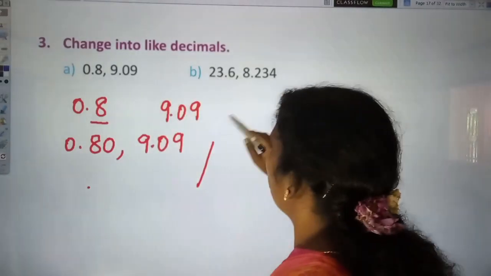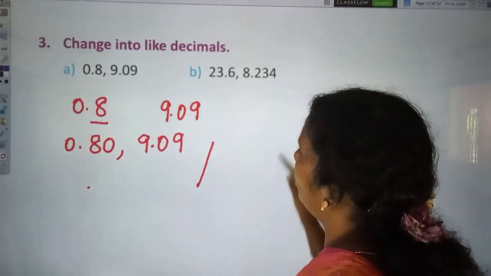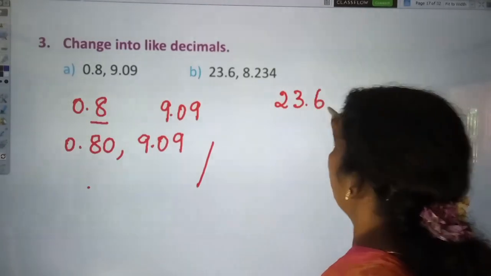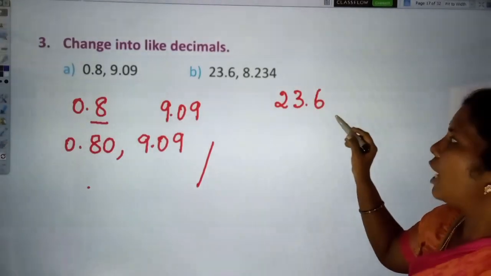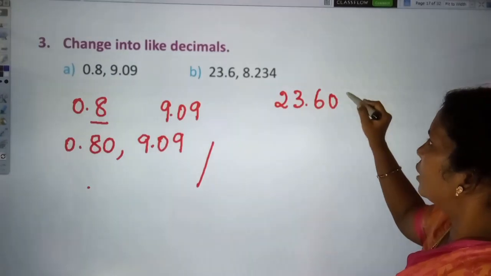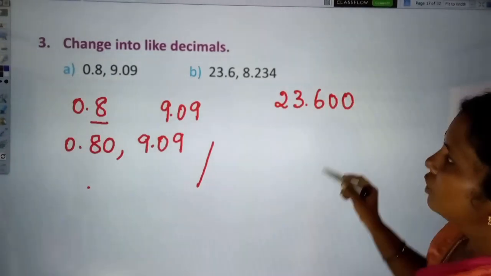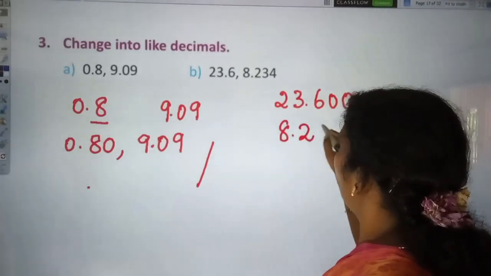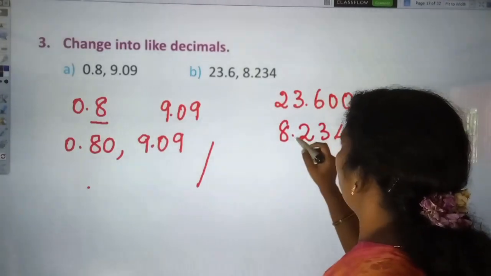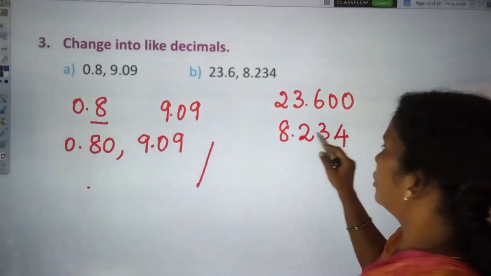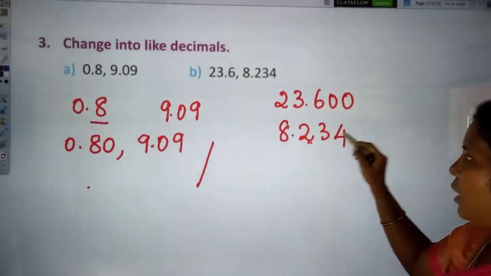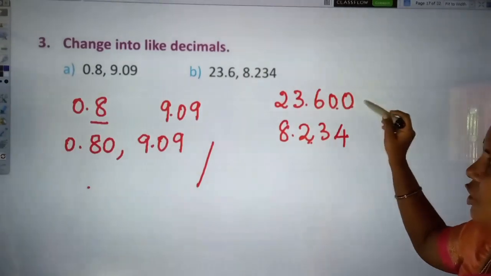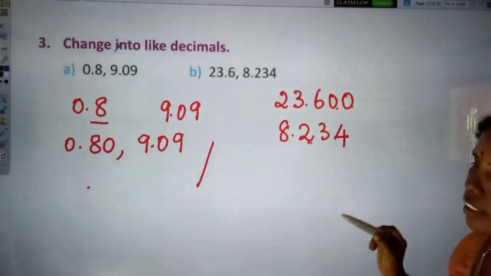The same way, 23.6 and 8.234. Here 23.6, only tenth place is there. We have to add hundredth place and thousandth place. Here see 8.234. After the decimal point, 3 numbers are there. That is tenth place, hundredth place, thousandth place. Hence, adding these zeros does not change the value of 23.6.